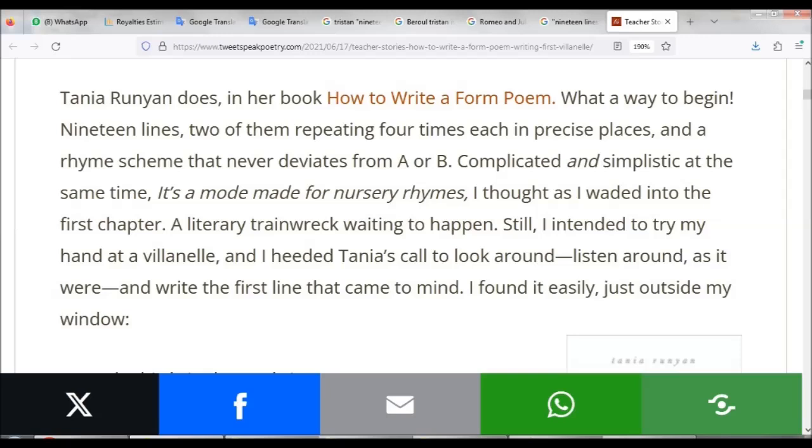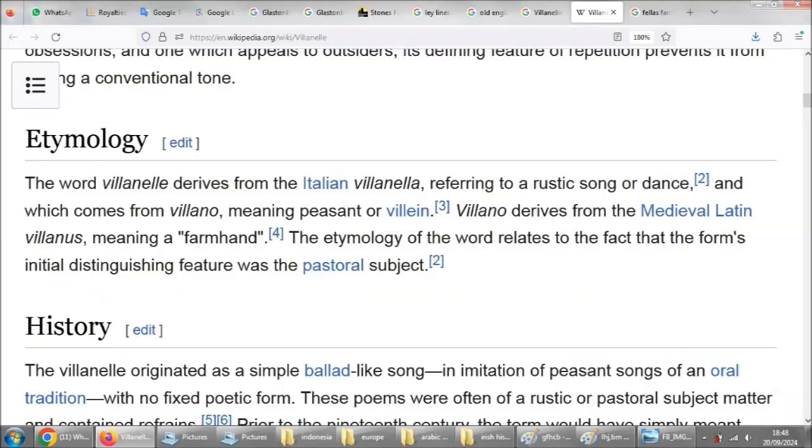The thing is, there is a lot of advice on how to write a great piece of poetry. For example, here is one piece of advice, just basic advice: how to write a form poem. What a way to begin. 19 lines, 2 of them repeating 4 times each in precise places, and a rhyme scheme that never deviates from A or B. Complicated and simplistic at the same time, it's a mode made for nursery rhymes, I thought as I waded into the first chapter, a literary train wreck waiting to happen. Still, I intended to try my hand at a villanelle, and I heeded Tanya's call to look around, listen around as it were, and write the first line that came to mind. I found it easily, just outside my window. Okay, there is a system known as the villanelle, but there is also, it is well known, how to write these form poems or formal poems and other things.